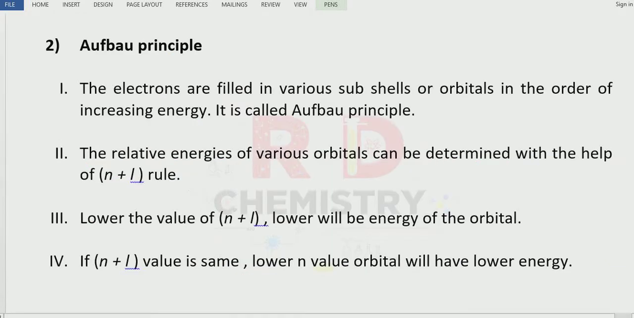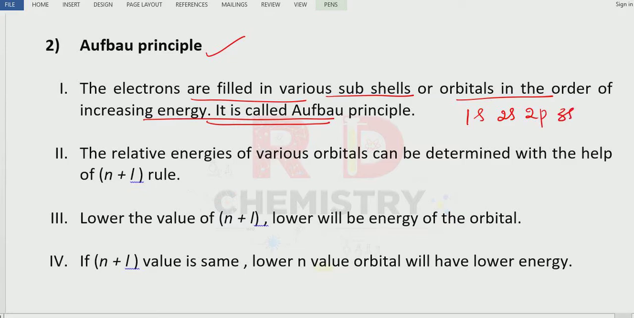Second one is the Aufbau principle. Electrons are filled in various subshells or orbitals in the increasing order of their energy. That's why you write 1s followed by 2s, followed by 2p, then 3s, 3p, and so on. This is according to the Aufbau principle.